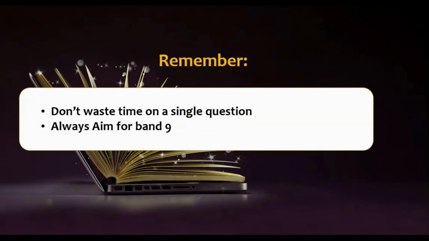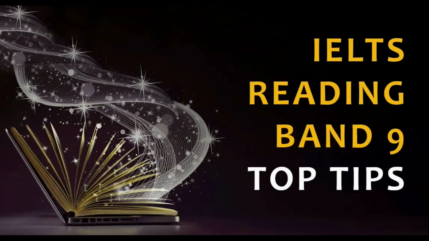Although the passages will be complex, IELTS is only testing your level of English and not your level of academic or scientific knowledge. So you will be able to answer the questions purely by understanding English, although you don't have knowledge about those topics. Finally, always aim for band 9 in the reading section because reading is easier when compared to writing and speaking. So if you get band 9 in reading, it will boost your overall score, which will be very useful in your future. These are the tips that helped me score band 9 in IELTS reading.